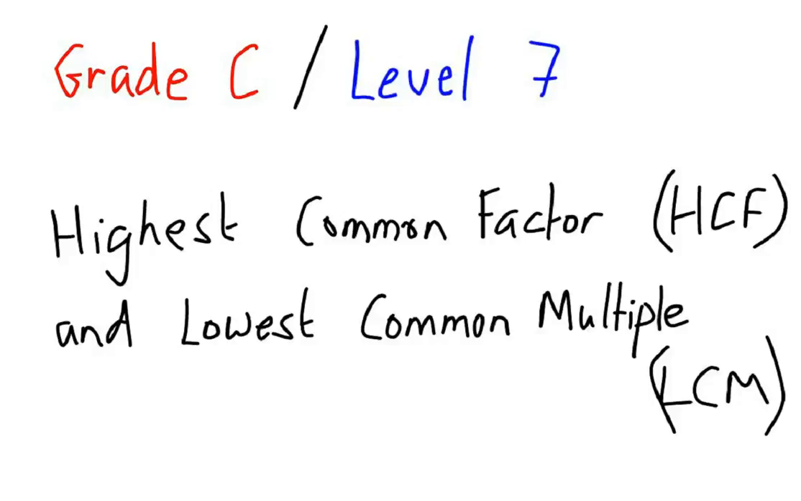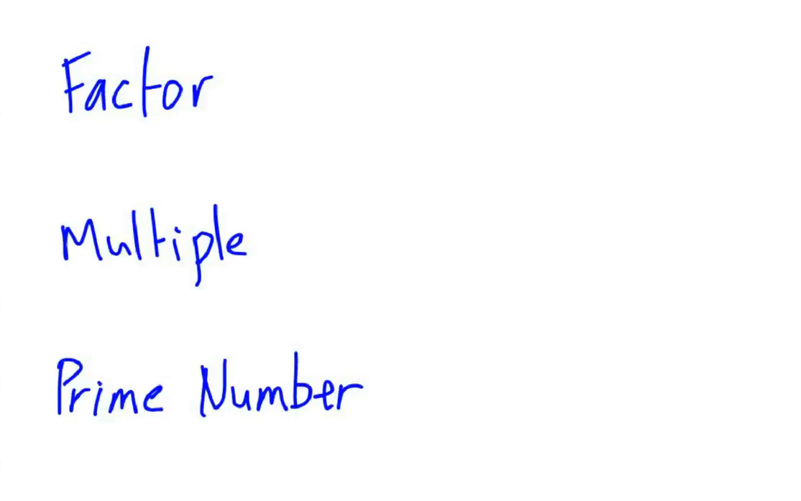Hello, it's Mr. Thompson here, and I'm going to talk you through quite a common grade C or level 7 topic, which is all about finding the highest common factor and the lowest common multiples of two or more numbers. So let's get started. In order to understand this topic, we need to first understand three very important terms, and that is factor, multiple, and a prime number.